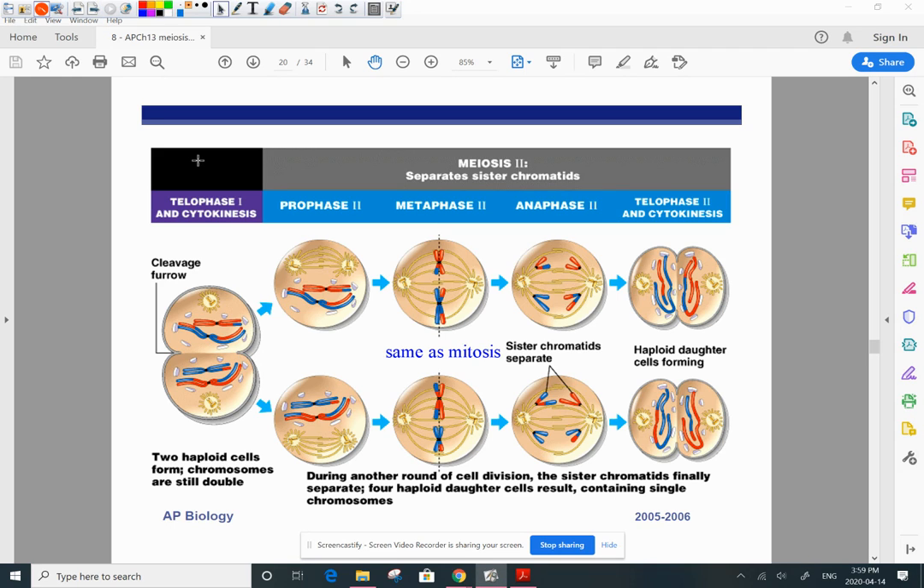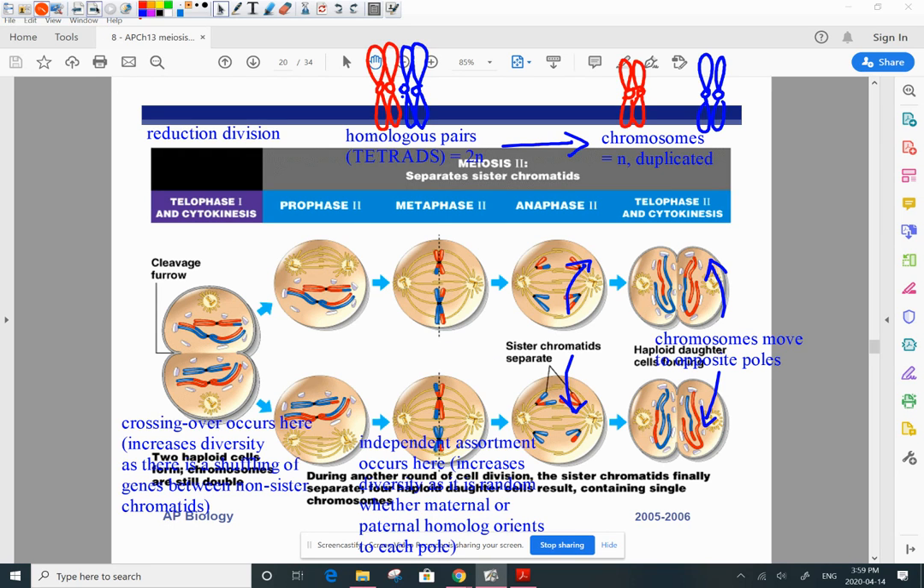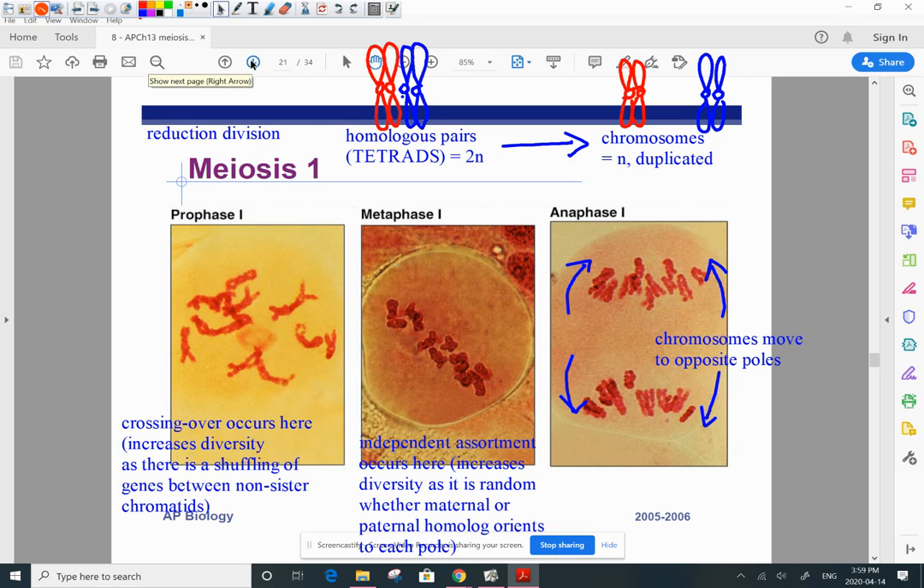Here is our meiosis 2, separating out chromosomes into sister chromatids, same as mitosis, just that we're ending up with 4 cells. Each are going to be haploid. Okay, so just a reminder, meiosis 1, reduction division. Our tetrads are becoming chromosomes, right? 2N to N, and they're still duplicated.